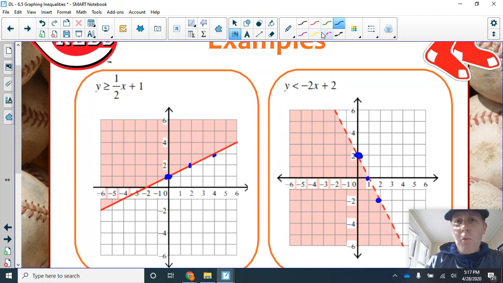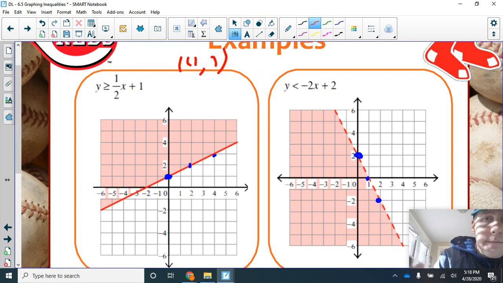Okay? So I want to show you guys 2 things really quickly with these 2 examples. Okay? I want to show you why we use a solid or dashed line again. Okay? So if I took a point, let's go back to the example on the left. Let's take a point on this line. Let's say I take 2, 2. So you know what? I'm going to go 4, 3. So I'm going to check the point 4, 3.